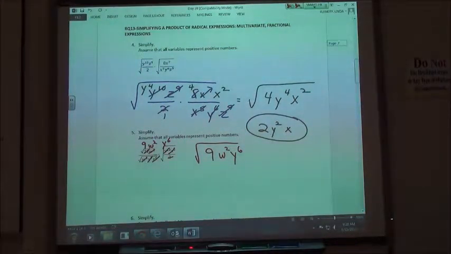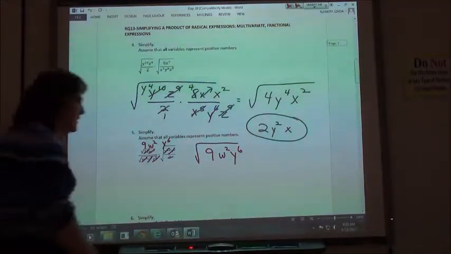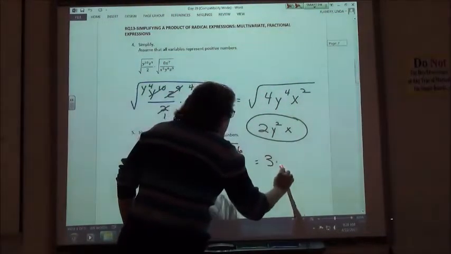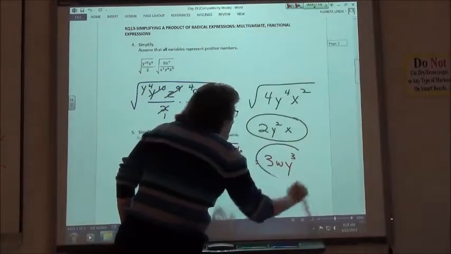And again, all of those happen to be perfect squares, so I can take the square root of all of those, and I would get 3wy to the 3rd.